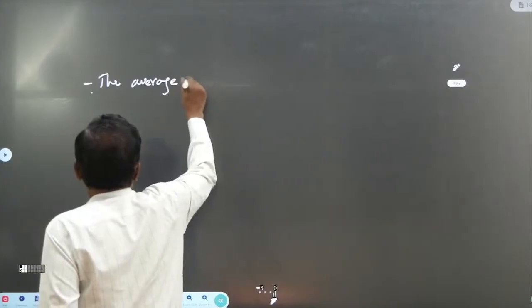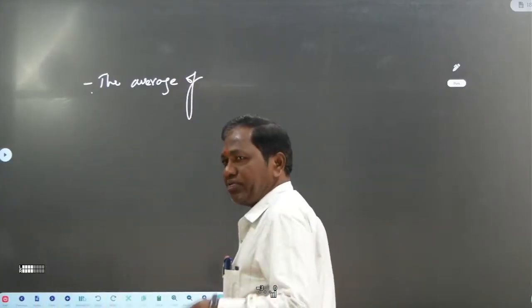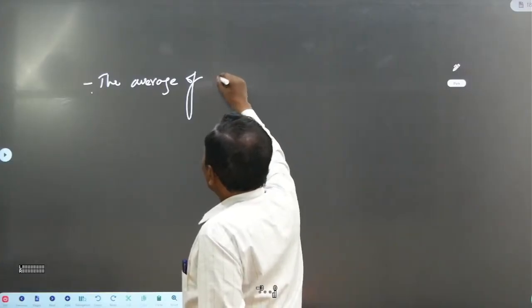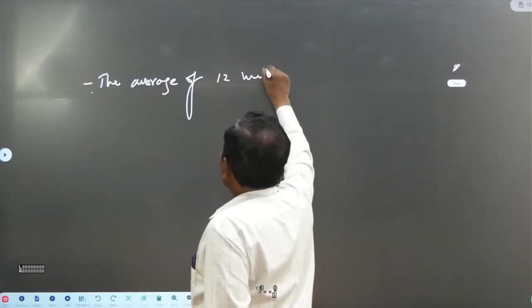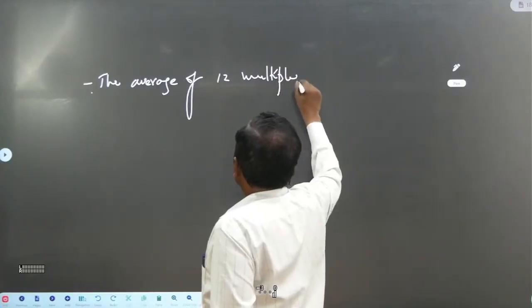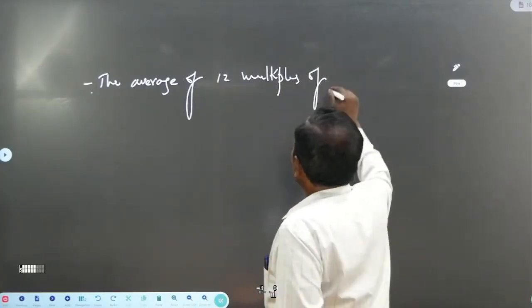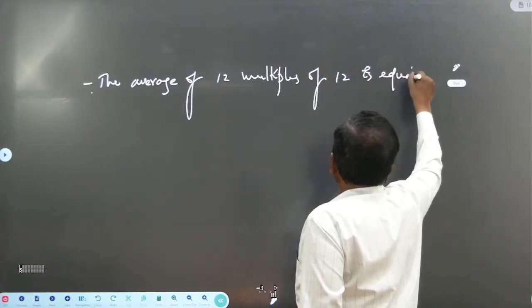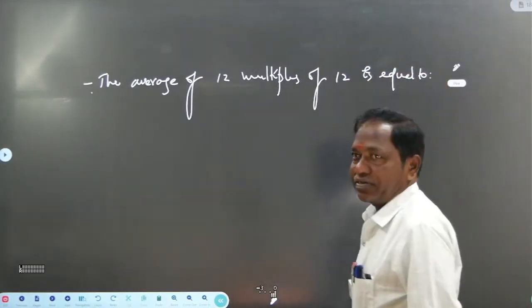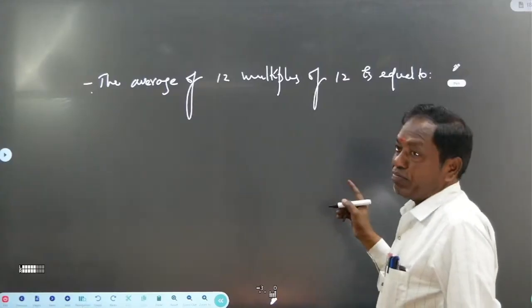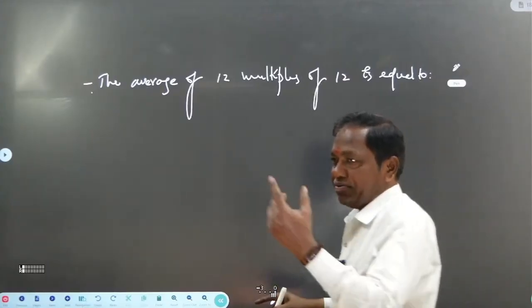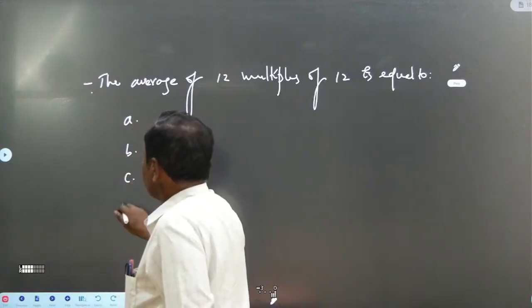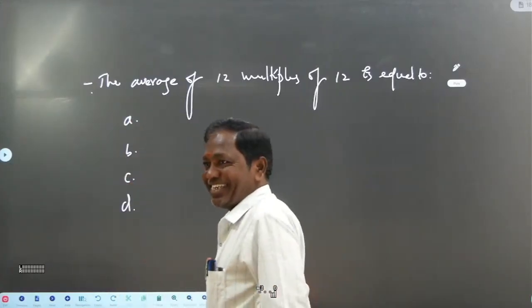The average of 12 multiples. They themselves put the answer also. The average of 12 multiples of 12 is equal to: option A, option B, option C, option D. Okay, see that.